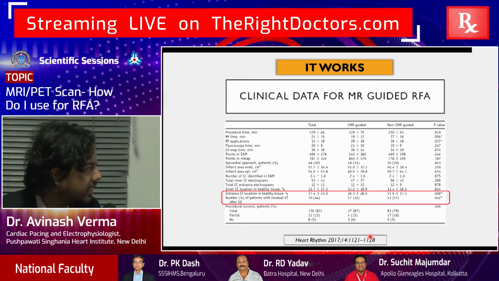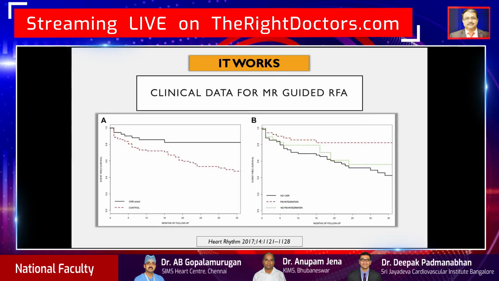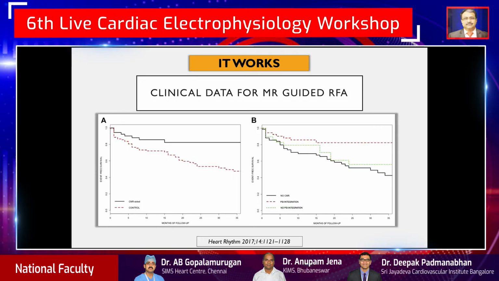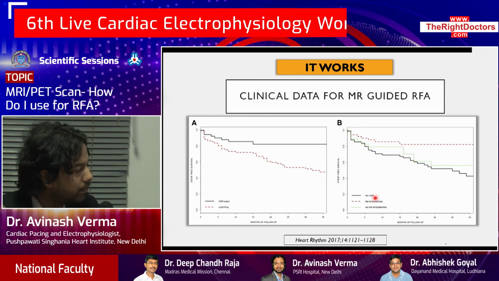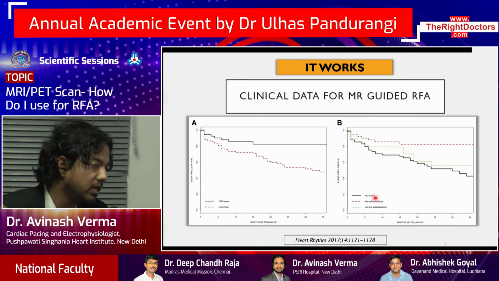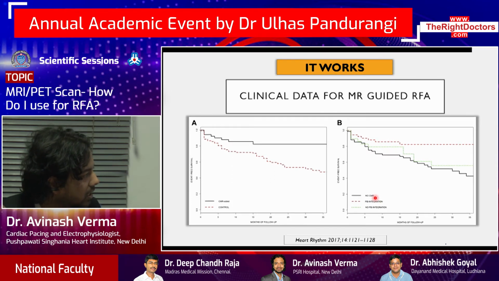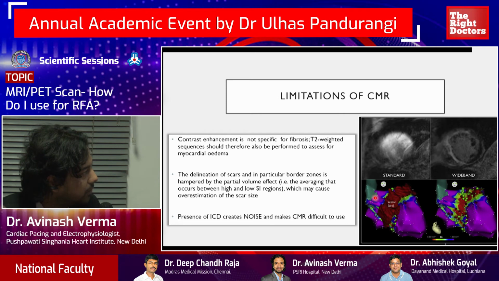So what is the clinical data if we use MRI for this? Comparing MRI-guided VT ablation versus non-MRI-guided VT ablation, if you use MRI and map it with PSI, pixel signal intensity integration, so if you integrate it with EAM, the VT recurrence is much lower as compared to only using EAM, which is kind of explainable.